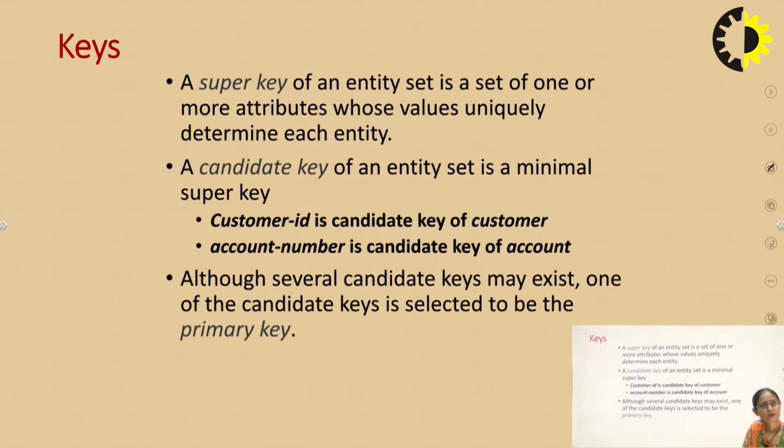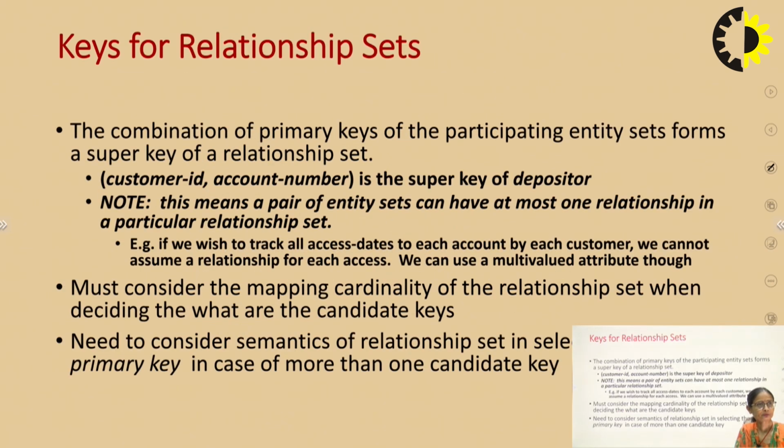A super key of an entity set is a set of one or more attributes whose values uniquely determine each entity. A candidate key of an entity set is a minimal super key. So the customer ID is a candidate key of customer, and the account number is a candidate key of account. Although several candidate keys may exist, we need to recognize only one candidate key as the primary key. There is one and only one primary key in an entity.